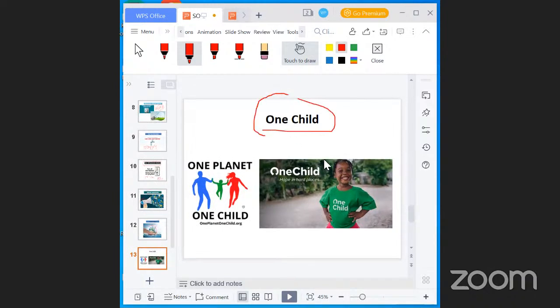One child means more humans, and more humans means more greenhouse gas emissions, right?